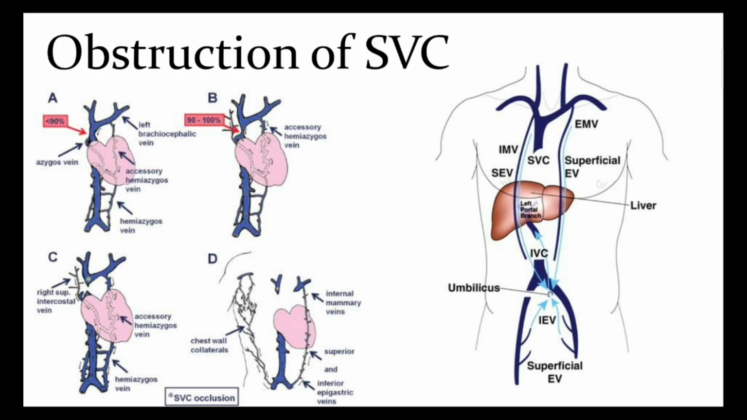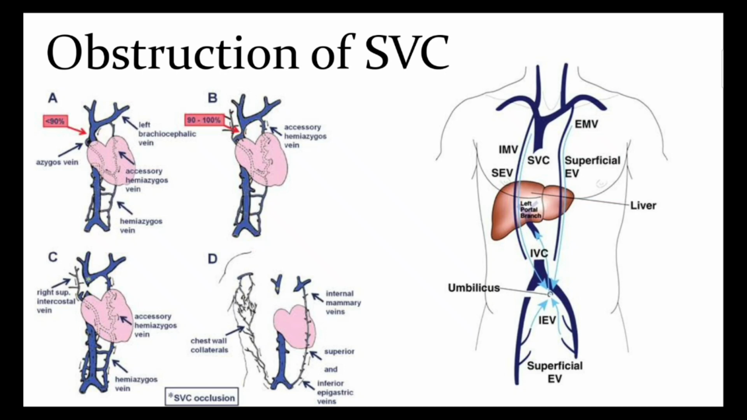If the SVC is obstructed above the opening of the azygos vein, the venous blood from the upper half of the body is shunted to the right atrium through the azygos vein. The main collateral pathways are provided by superior intercostal veins, and the superficial veins of the chest wall do not receive sufficient blood to cause their prominence. If at all they become prominent, the prominence is limited by the costal margin only.